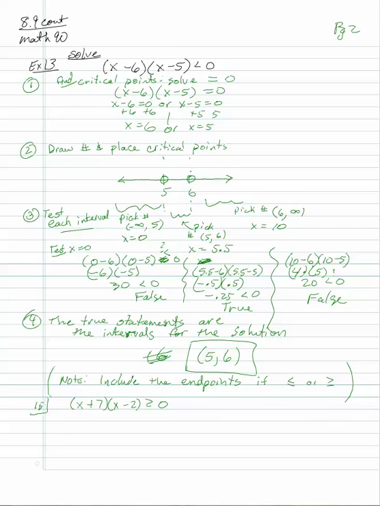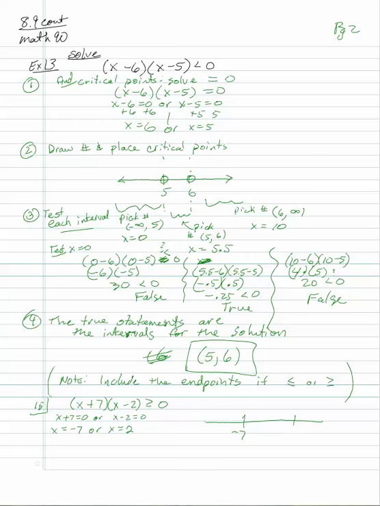Okay, so our first thing is to figure out where it's equal to 0. So we set both of those factors equal to 0. So x equals negative 7, or negative 2, or positive 2. So I'm going to make my number line.